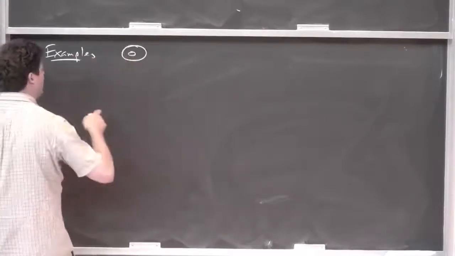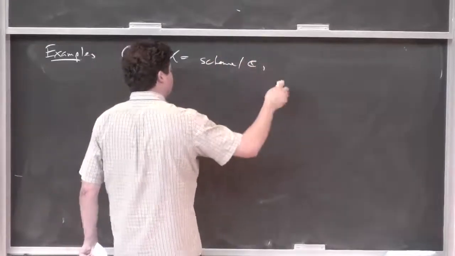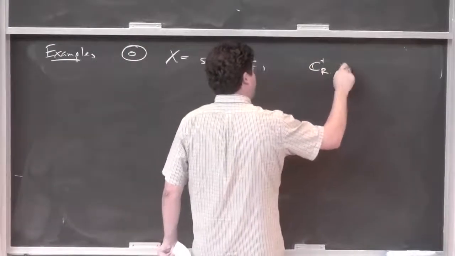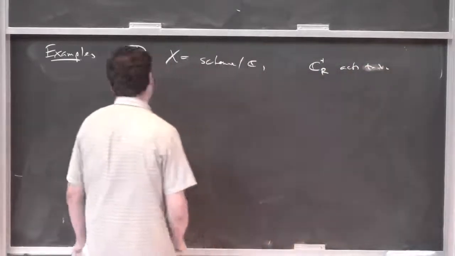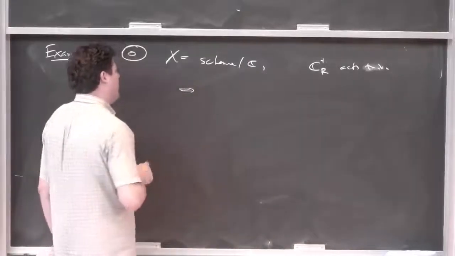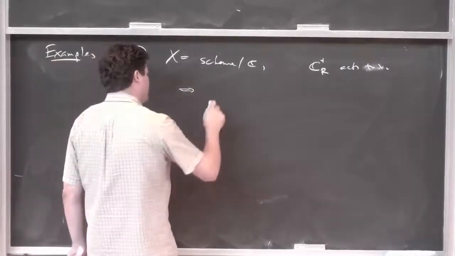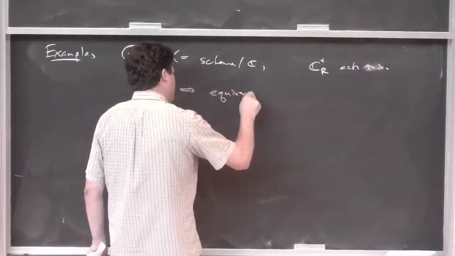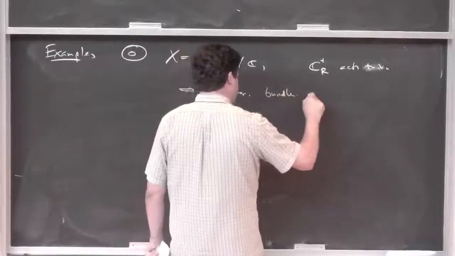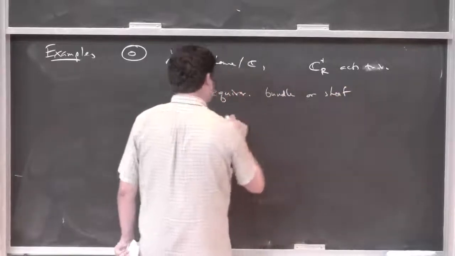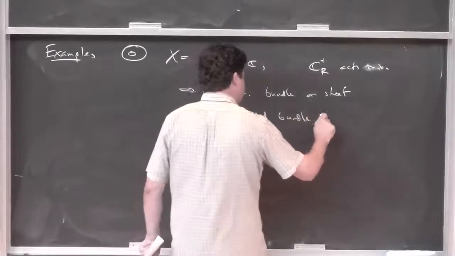So let's have some examples. Well, remember example 0 was X is a scheme over C. The R charge acts trivially. And therefore, an equivariant bundle or sheaf is just the same as a graded one, or sheaf.